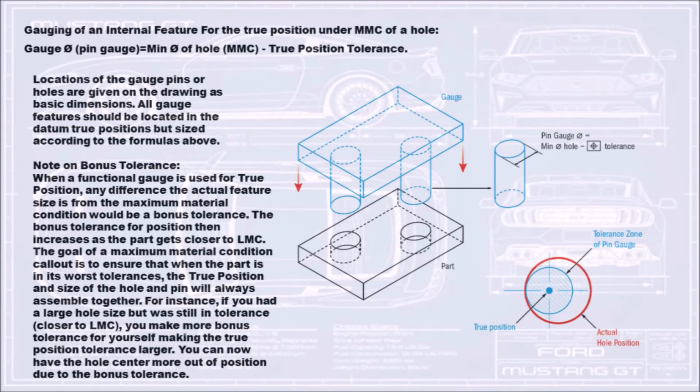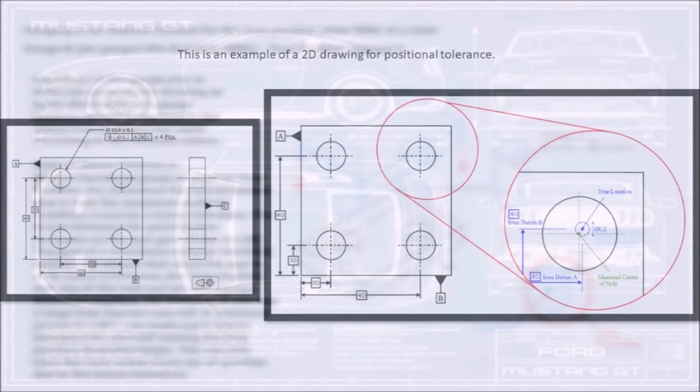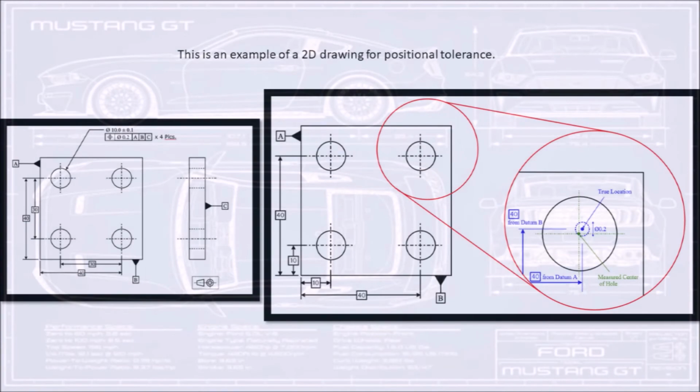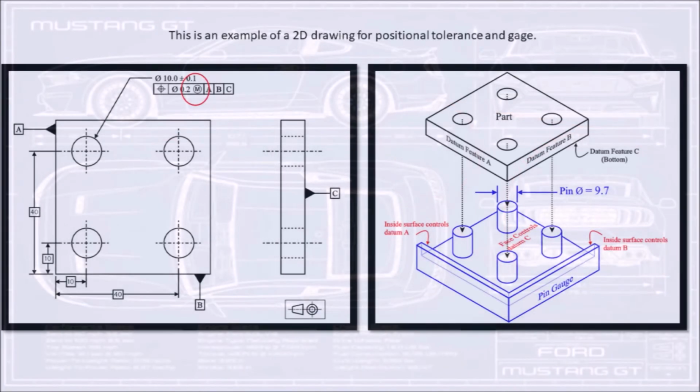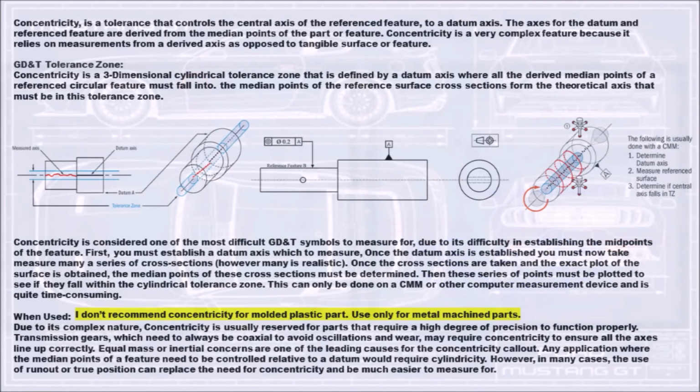For instance, if you had a large hole size but still in tolerance, closer to LMC, you make more bonus tolerance for yourself, making the true position tolerance larger. You can now have the hole center more out of position due to the bonus tolerance. This is an example of a 2D drawing for positional tolerance. This is an example of a 2D drawing for positional tolerance and gauge.